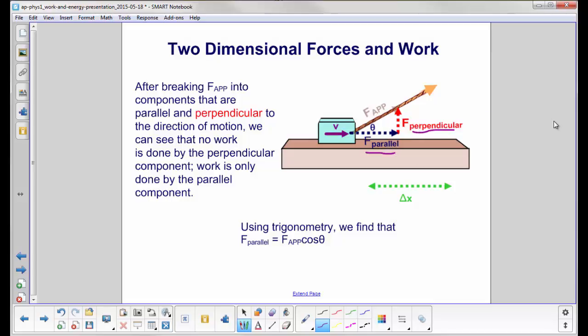Furthermore, by just using our basic definition, work equals force times d parallel, we see that the perpendicular component here does not contribute anything to the work done, so it will not increase the energy of the system. Work is only done by the parallel component because that is in the distance in the direction of the displacement. Using trigonometry, we find that F parallel equals F applied times cosine theta.